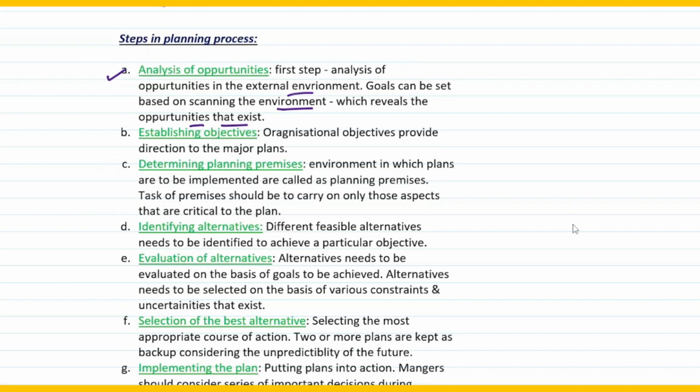Second point is you got to establish the objectives. Okay, now how do you establish objectives? Organizational objectives provide directions to the major plans. So if you know what exactly is your objective, then only you can plan accordingly.